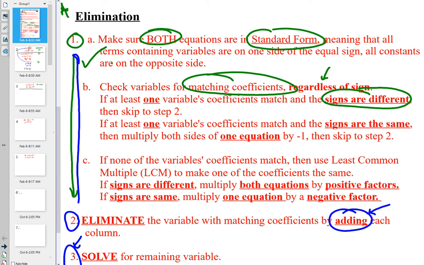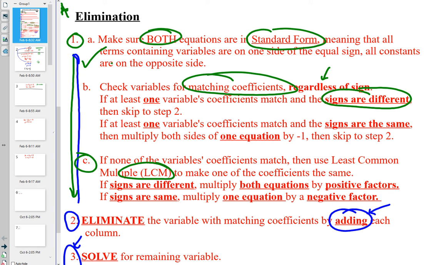Like we want one x to have a positive 3 in front, and the other x to have a -3 in front. If we're going to get rid of the y's first, one y has to have a positive 5, and one y has to have a -5. And if that isn't the case, then this last part shows you how to make it the same by using the least common multiple.